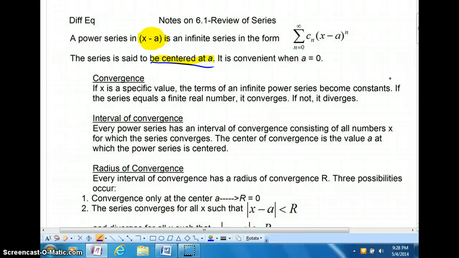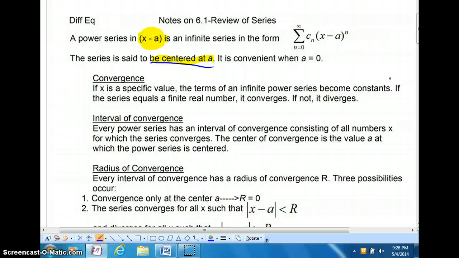Convergence. If x is a specific value, remember x represents numbers, perhaps x could equal a half or negative 1/3, the terms of this infinite power series become constants then. And if the series equals a finite real number, the series converges. And if not, it's said to diverge.